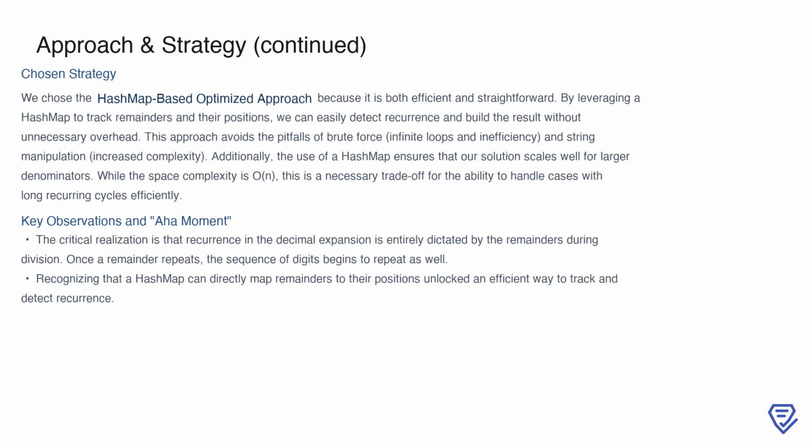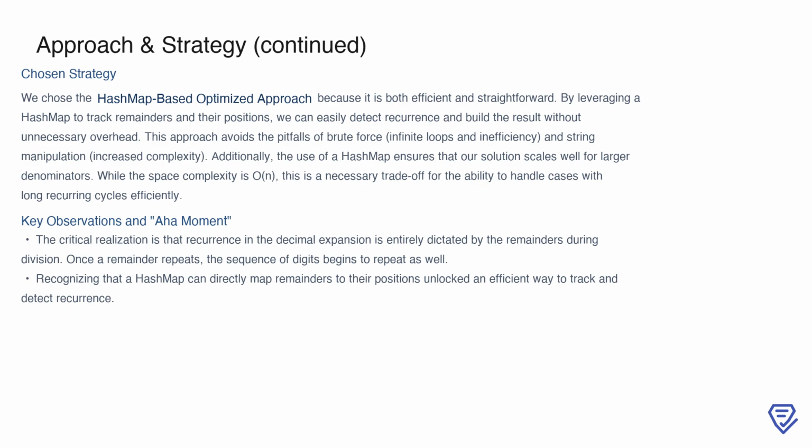The hash map-based optimized approach stands out as the chosen strategy because it strikes a balance between efficiency and simplicity. By leveraging a hash map to map remainders to their respective positions, we can efficiently detect recurrence without unnecessary complexity. This method avoids the pitfalls of the brute force approach, such as infinite loops and inefficiency, and sidesteps the added complexity of string manipulation. The space complexity of O(n) is a worthwhile trade-off, as it allows us to handle cases with long recurring cycles effectively.